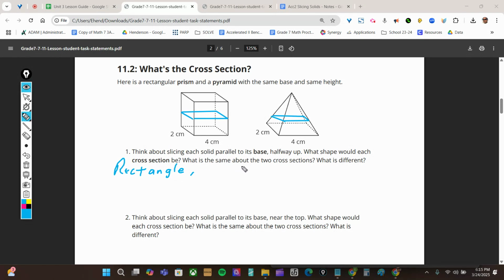What is the same and what is the difference? Okay, the same is they're both rectangles, and you can write this in your notes. And what's different is that this is going to be the same size rectangle, and this rectangle is going to get smaller as you go higher up the pyramid. Okay, think about the next question. So go ahead and write that in your notes real quick.